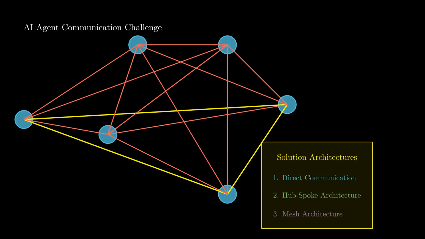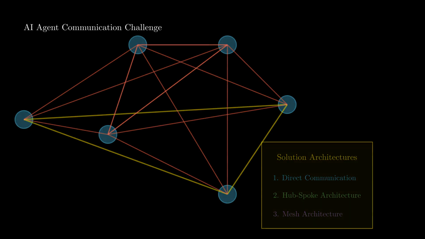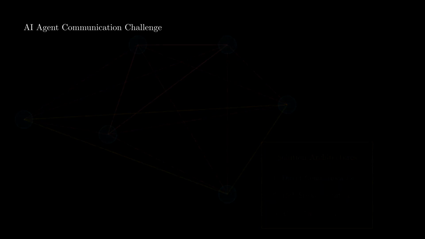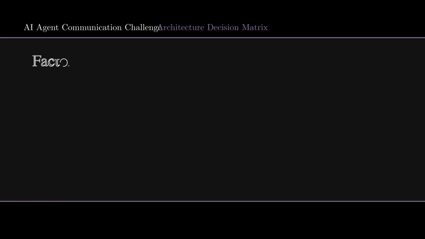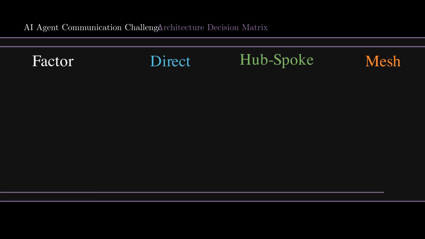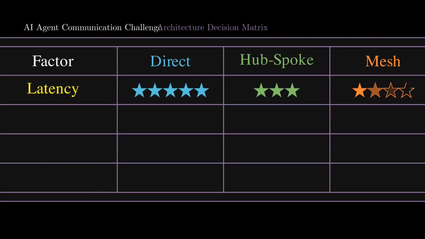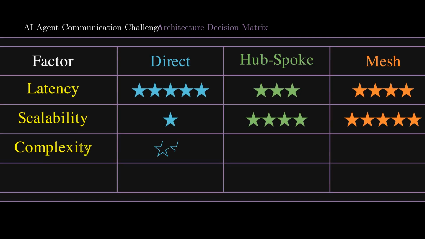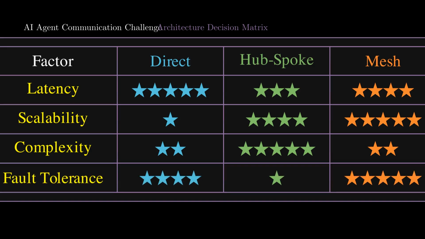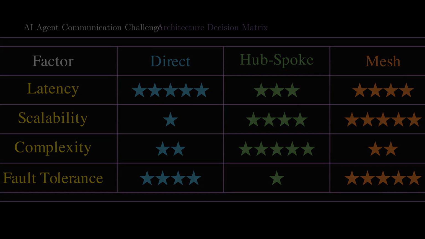Let me show you a comprehensive decision matrix that will guide our architectural choices. Here's our comprehensive decision matrix, showing how each architecture performs across key factors. We'll analyze these trade-offs in detail throughout our exploration. In our next section, we'll dive deep into direct communication architecture.